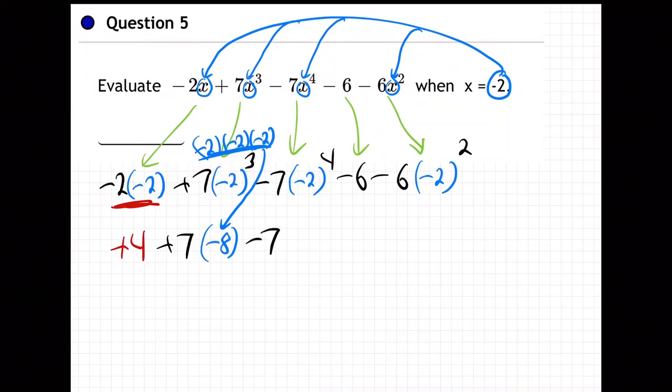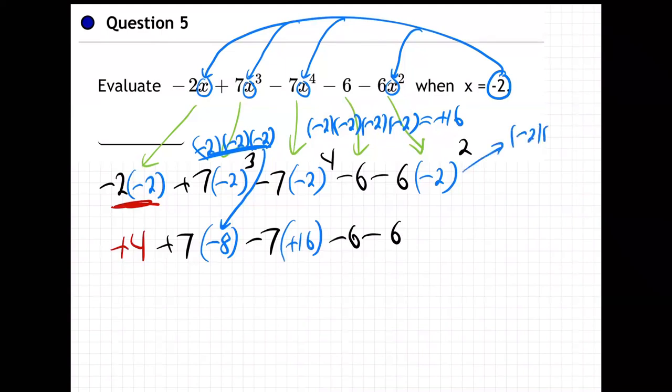And now here we have -2 to the 4th. So that's -2, -2, -2, -2. Well, that's going to be +16, right? Because 4 negatives is going to be positive. Why? Because every 2 negatives is back to positive and 2 more negatives is back to positive. And then just use your calculator. 2 times 2 is 4, times 2 is 8, times 2 is 16. So that's +16. -6, -6. And then here it's -2 squared, which is +4, right? Because 2 negatives makes positive.